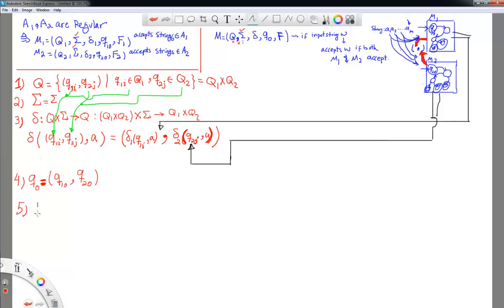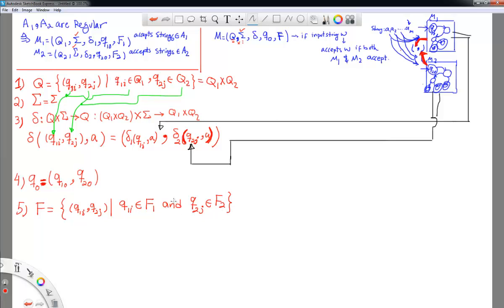That takes care of my machine starting in the start state. And finally, the accept states. What would be the set of accept states of my automaton? Again, since F is a subset of Q, it's going to be a pair. I call this Q sub 1i and Q sub 2j, such that Q sub 1i belongs to F sub 1 and Q sub 2j belongs to F sub 2.